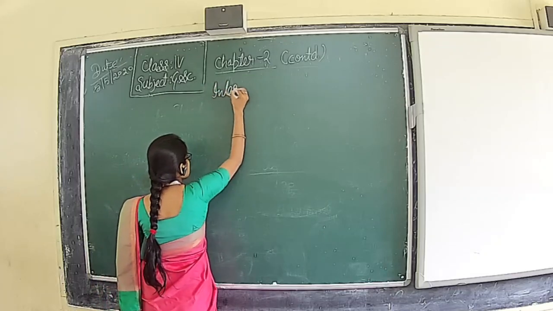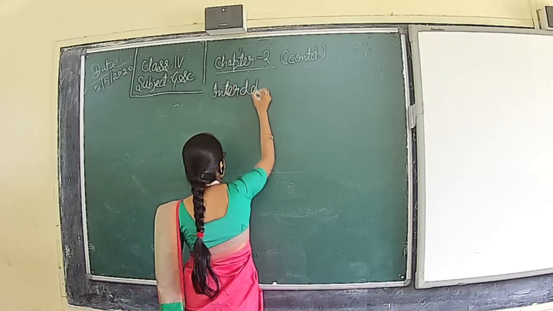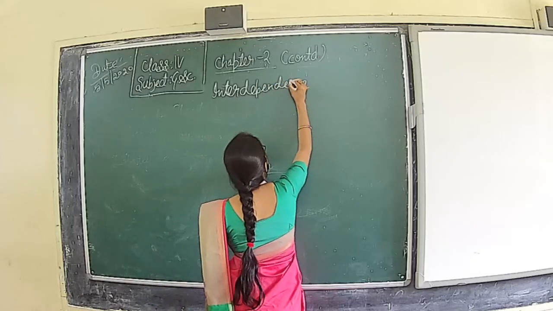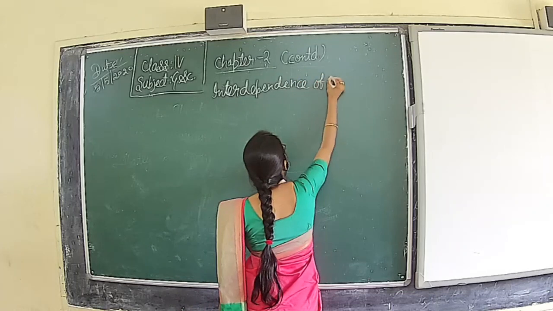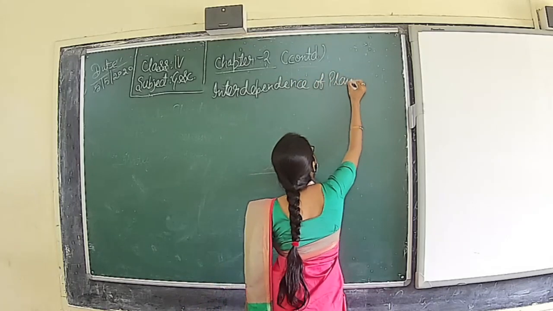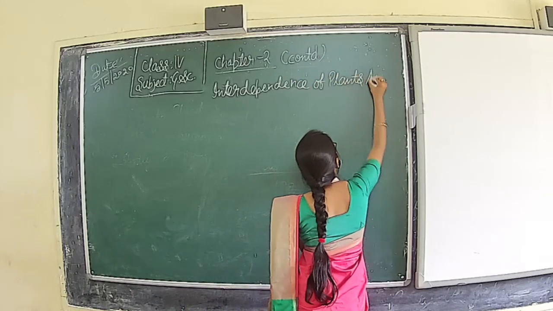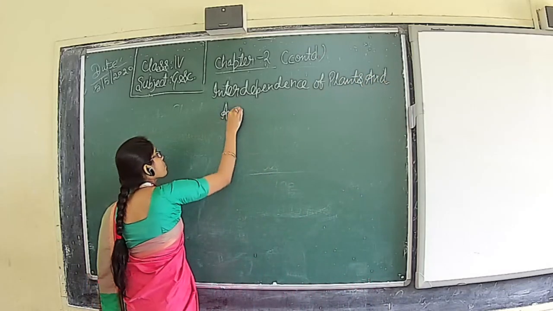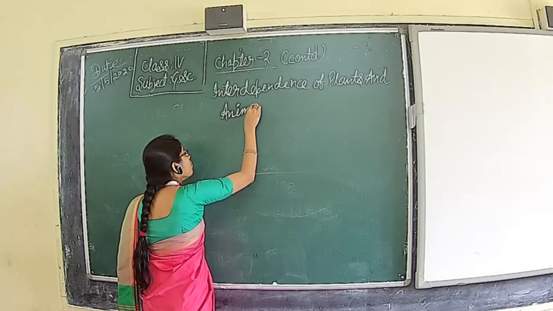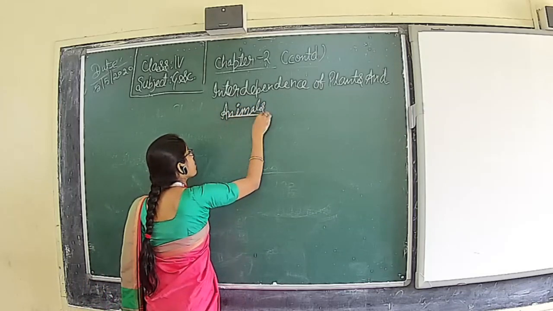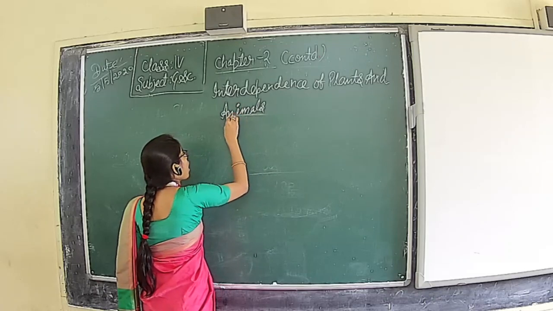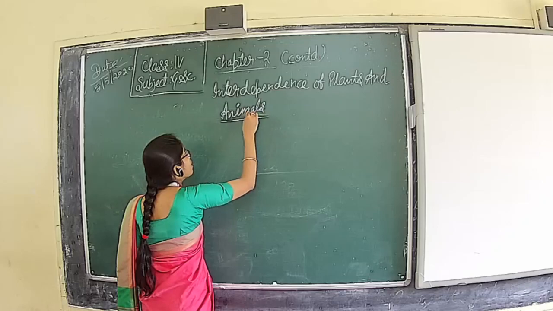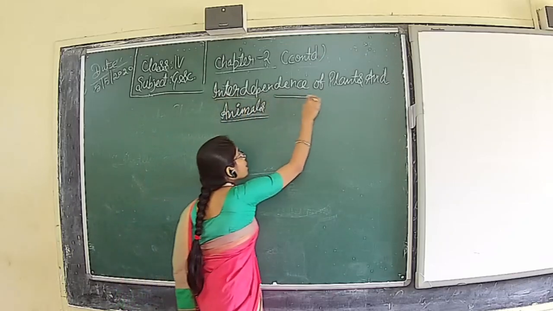interdependence of plants and animals. What is the meaning of interdependence? It means how these plants and animals are interdependent or dependent on each other.